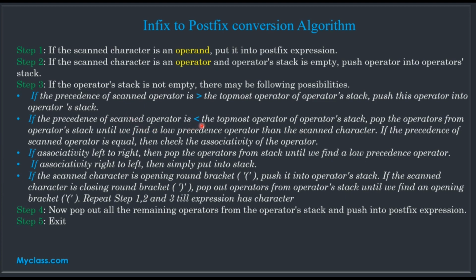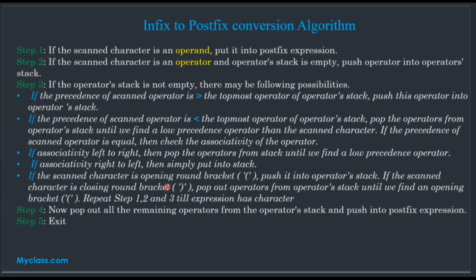If the scanned operator's precedence is less than the topmost operator's precedence, then pop the operators from the operator stack until we find a lower precedence operator than the scanned character. Now just focus on this concept. If the precedence of the scanned operator is equal, then check the associativity of that operator. If the associativity is left to right, then pop that operator from the stack until we find a lower precedence operator. If the associativity is right to left, then simply put it into the stack.